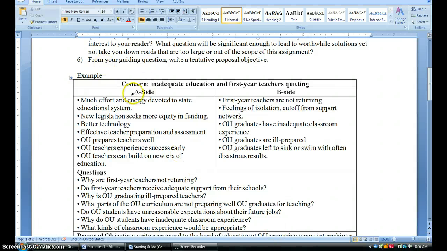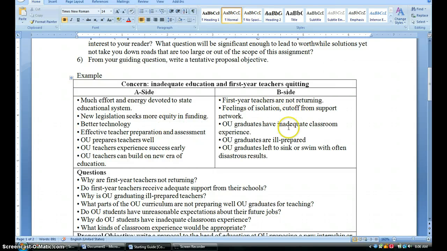So on the A side, as you see here, he listed his ideals and values. We might call them the benchmarks, what he likes or wishes were happening. Much effort and energy devoted to state education. New legislation seeks more equity in funding, better technology. Now these things are happening or should happen. Better technology. He would hope that there's effective teacher preparation. He would hope that Ohio University prepares teachers well. Teachers can experience success early on, and teachers can build on a new era of education.